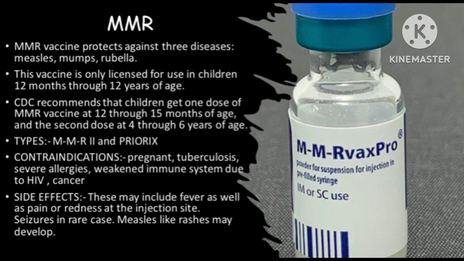MMR vaccine. MMR vaccine protects against 3 diseases: measles, mumps, and rubella. This vaccine is given in 2 doses, the first dose between 12 to 15 months and the second dose between 4 to 6 years. There are 2 types, MMR2 and Priorix.